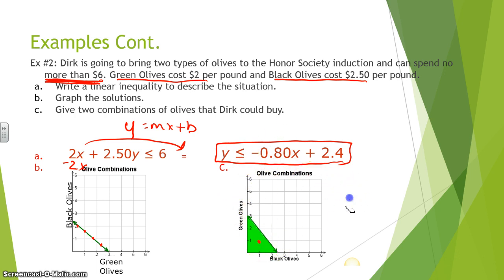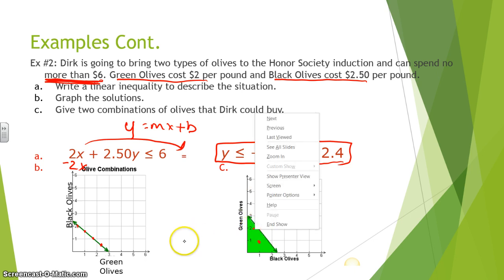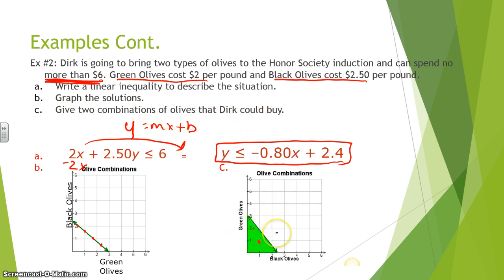And then you just pick points. What you do is you're picking points where the green is shaded, and that's what's going to give two combinations of olives that Dirk could buy. So you just pick 2 points, and this is the number of olives he could buy to make the inequality true.